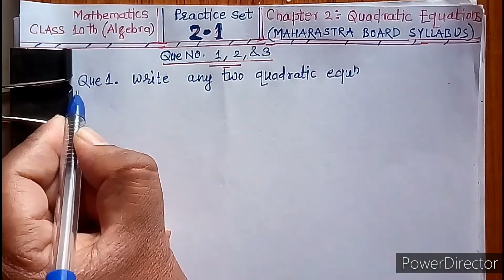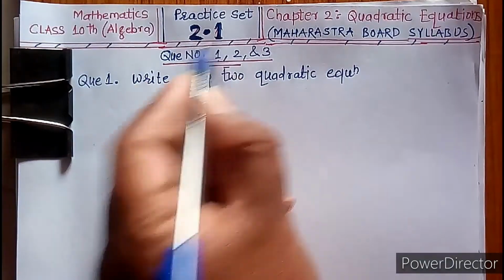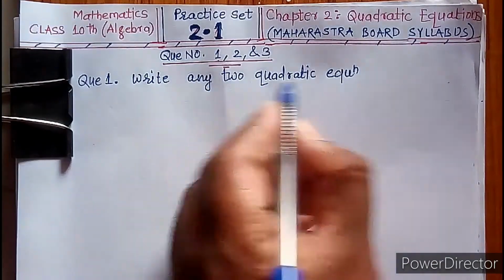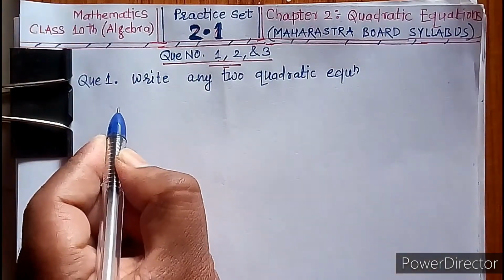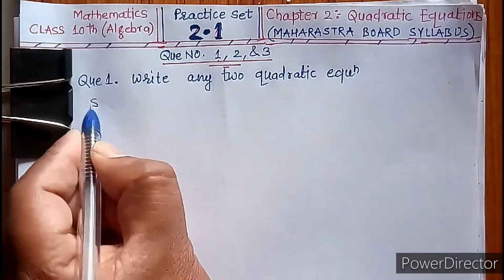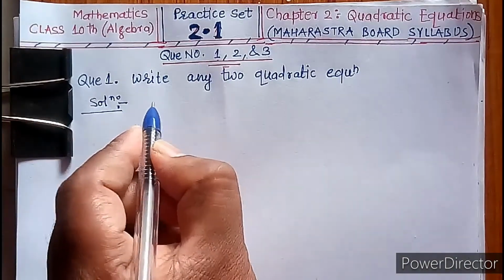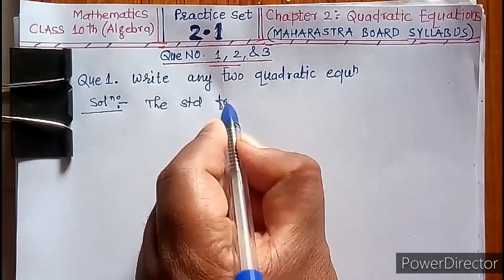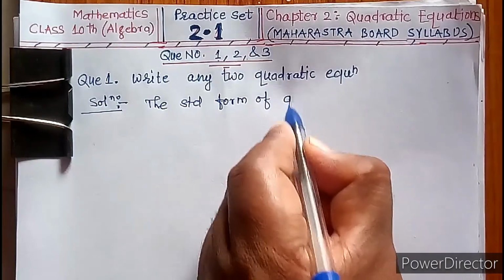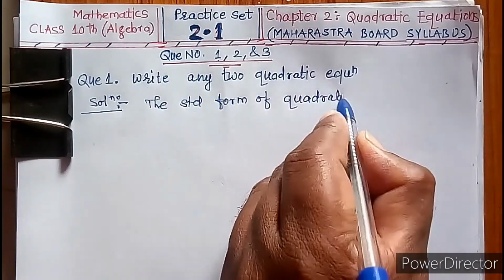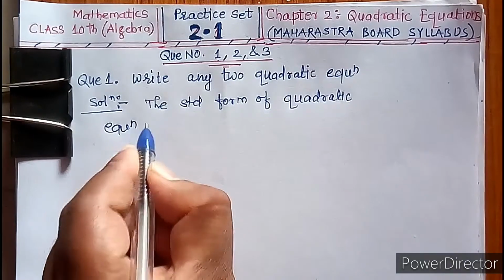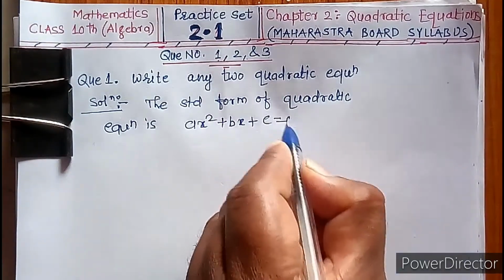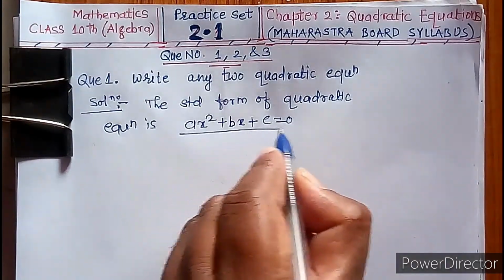Now the question number 1 of practice set 2.1 is write any two quadratic equations. If we have to solve this question, we have to know the standard form of the quadratic equation, that is in the solution part. The standard form of quadratic equation is ax square plus bx plus c equals to 0. This is the standard form of quadratic equation.